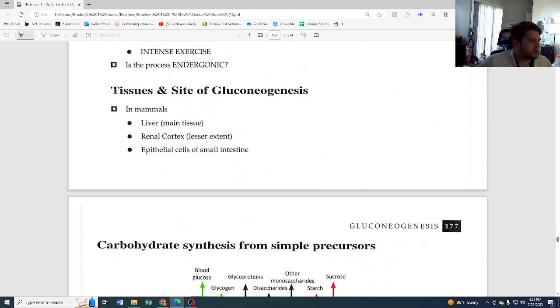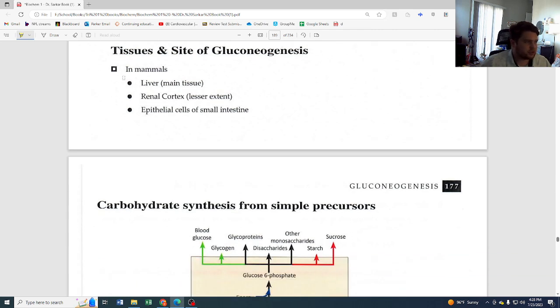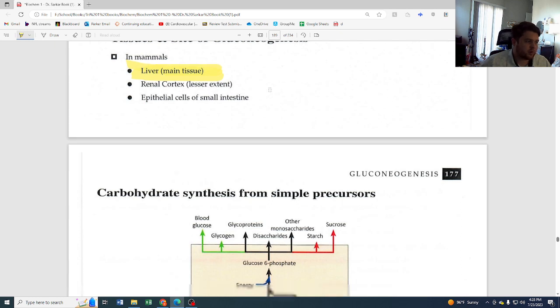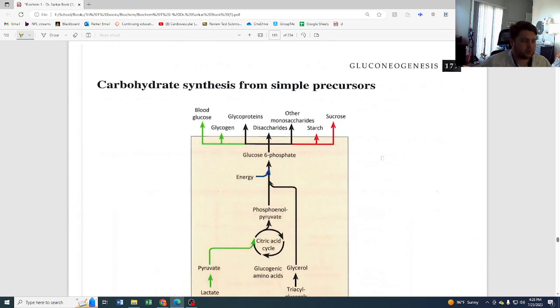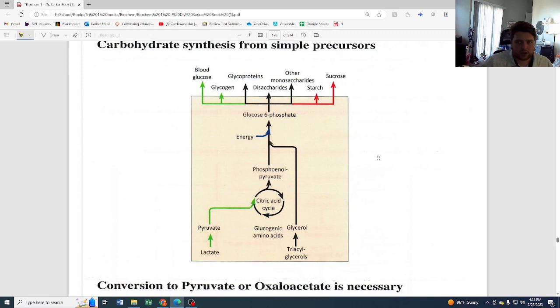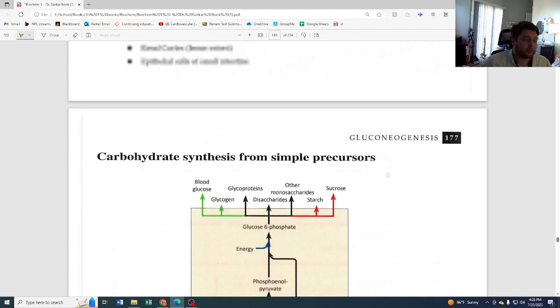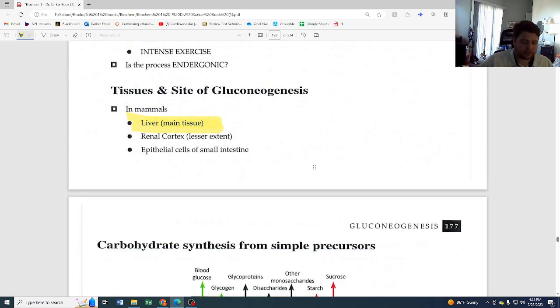Okay. So tissues and the sites of gluconeogenesis. In mammals, the liver is the main tissue. Renal cortex a little bit, and then epithelial cells of the small intestine. The big one is the liver. Liver is the big one to remember on that. Most of this is going to happen inside the liver. There are a couple of other places it will happen, but primarily the liver.